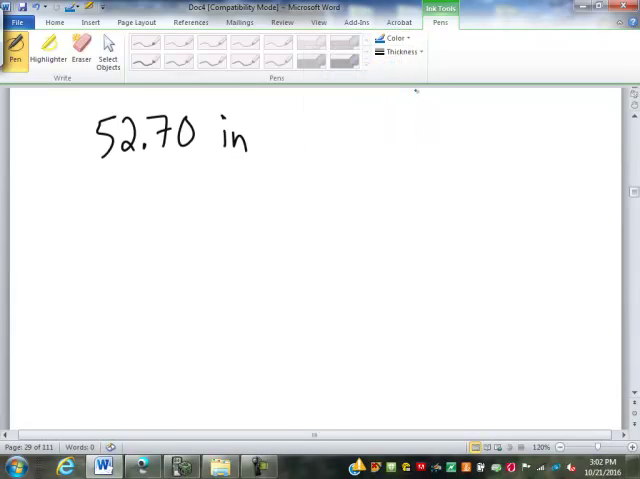So in this number, 52.70 inches, is the 5 significant? Well, it's not a 0, right? So it's significant. Is the 2 significant? Say yes. Yes. How about the 7? Yes. Those are give me's because they're not zeros, so those are always significant. The question comes down to this 0 here. Is that significant? Yes. It is after the decimal point, and it's after other significant digits. So this number has 4 significant digits.